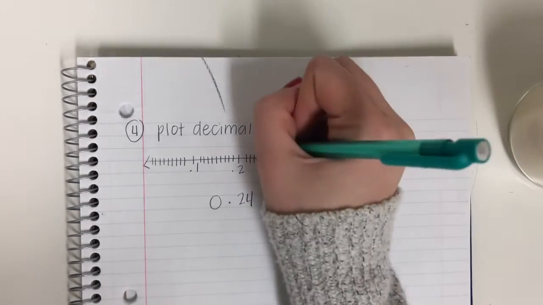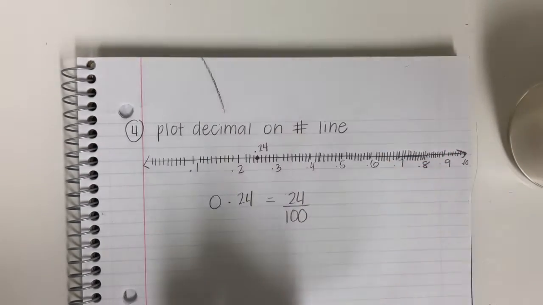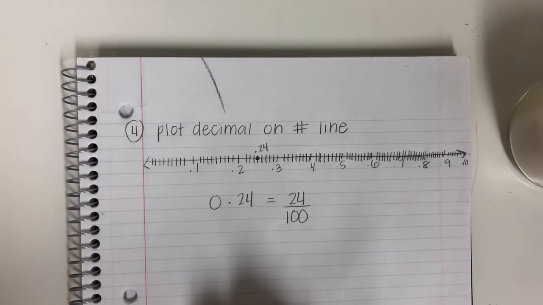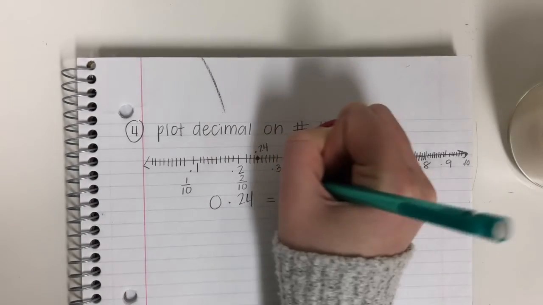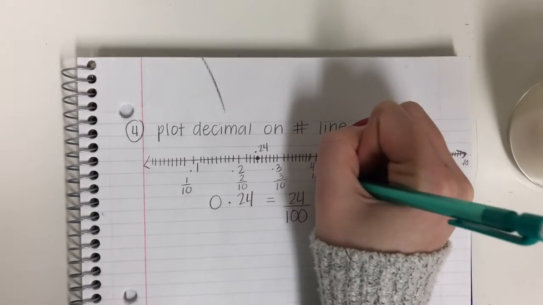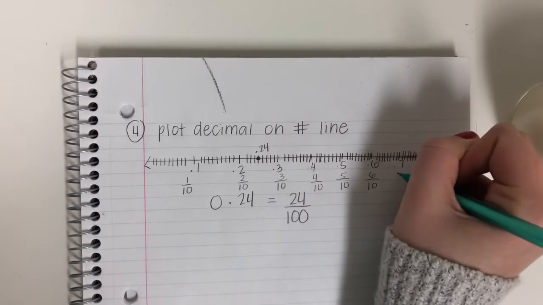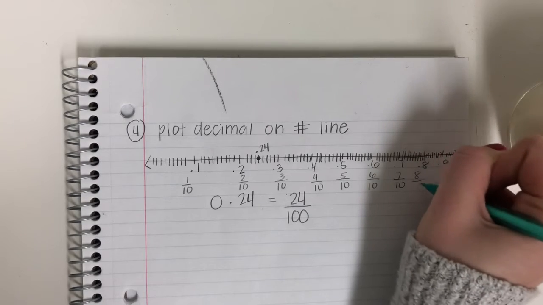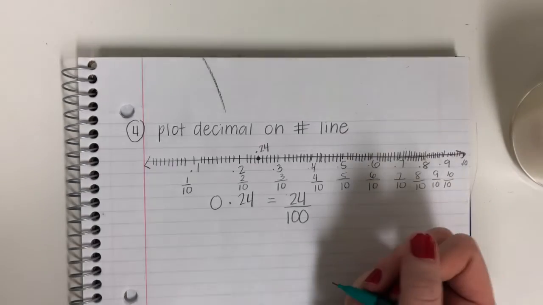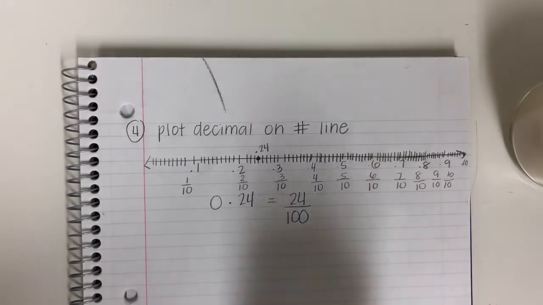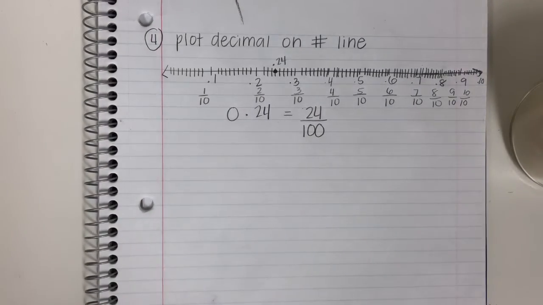So I would put 0.24, which is also the same as putting like 1 tenth, 2 tenths, 3, 4, 5, 6, 7, 8, 9, 10, right? So that is how we would plot it on a number line. So let's do one more together, and then I'll send you home with one.